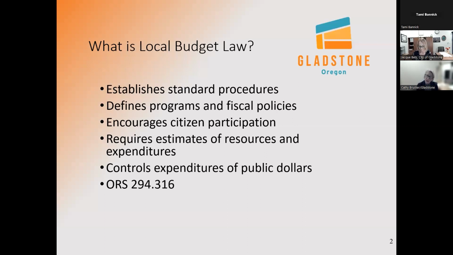It also ensures control of spending as adopted by the governing board, and ORS Chapter 294.316 lists the excluded entities from Oregon budget law. I believe one of them on there is a cemetery district, but there really are not that many entities that don't have to go through this. Next slide, please.